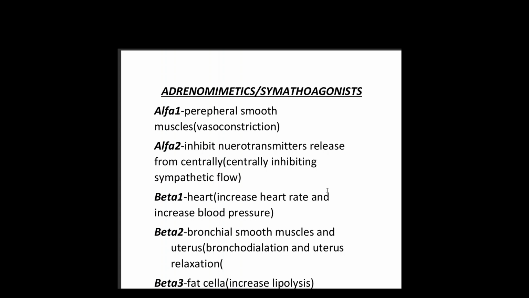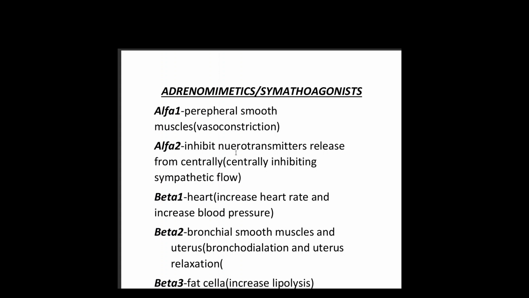All right. So adrenomimetics. These are sympathoagonists. In this pharmacology video series, we are talking about autonomic drugs. So we did parasympathetic agonists and we did parasympathetic antagonists. Now we are going to talk about the sympathetic system and sympathetic agonists. So after this video, we will talk about sympathetic antagonists.